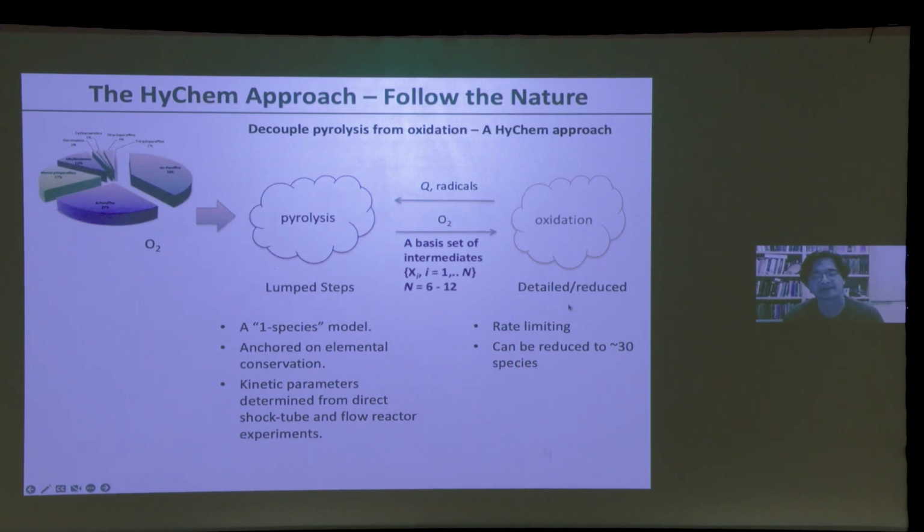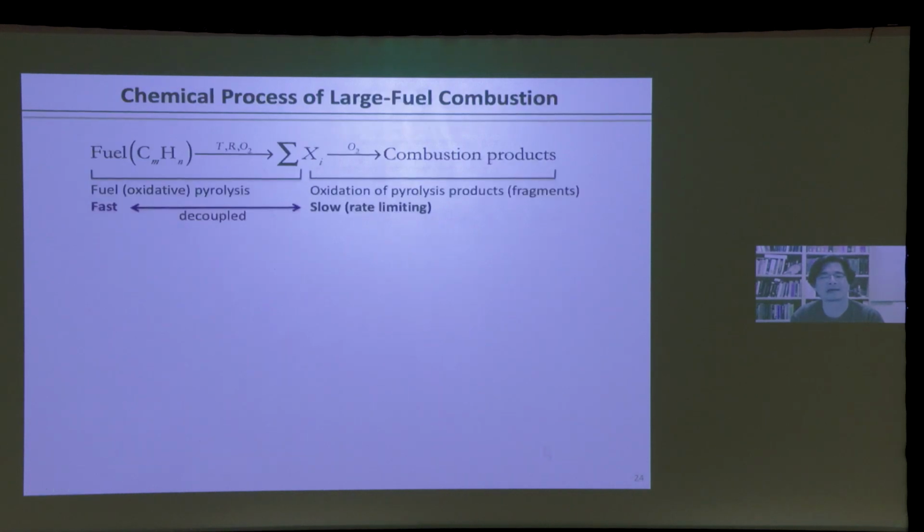from experiments. Once you have these pyrolytic products, their reactions are rate limiting, and you need to now switch to a detailed model. And this detailed model can be reduced to about 30 species. And for that reason, the final HiChem model is about 30 species for a real fuel. You never need to have anything more than that. So we use experimentally measured species profiles to invert the problem and determine the kinetic model parameters. And those are what I showed you earlier.